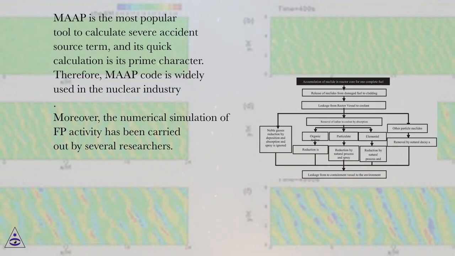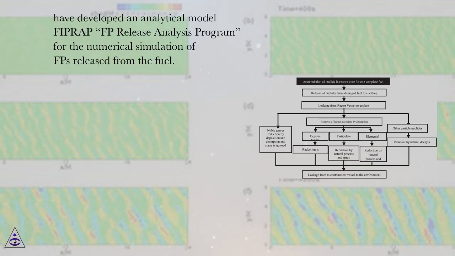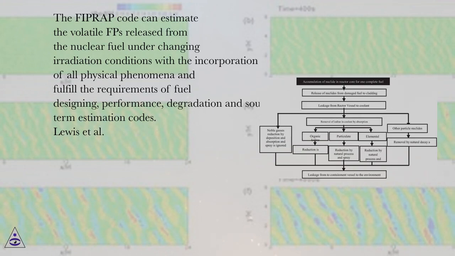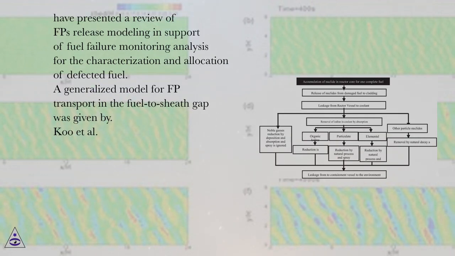Moreover, the numerical simulation of FP activity has been carried out by several researchers. Researchers have developed an analytical model, FIPRAP, FP release analysis program, for the numerical simulation of FPs released from the fuel. The FIPRAP code can estimate the volatile FPs released from the nuclear fuel under changing irradiation conditions with the incorporation of all physical phenomena and fulfill the requirements of fuel designing, performance, degradation and source term estimation codes. Lewis et al. have presented a review of FP release modeling in support of fuel failure monitoring analysis for the characterization and allocation of defected fuel.